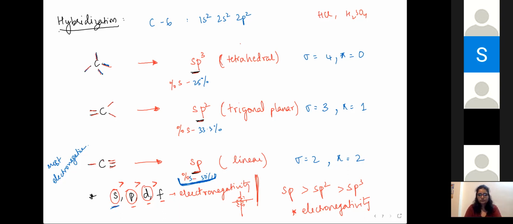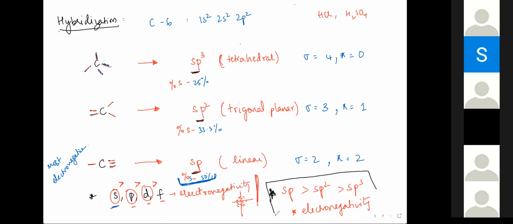So in electronegativity, we can either say s, p, d, f or sp, sp2, sp3. This is the more important thing. Note this one down. If you want, you can put this on the side for your information. Now, because s is more than p more than d, that's where this is coming from.